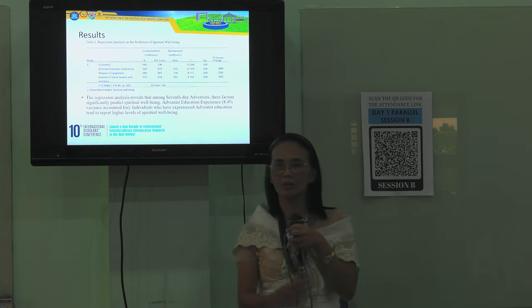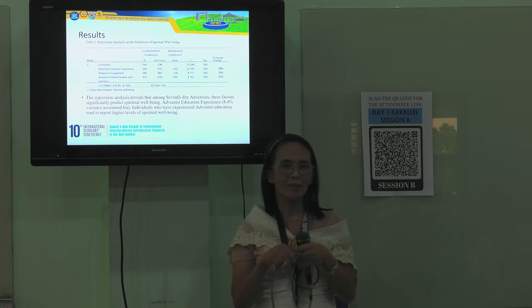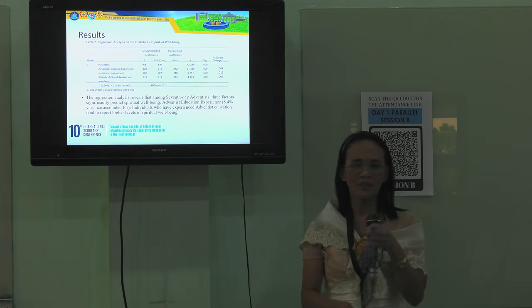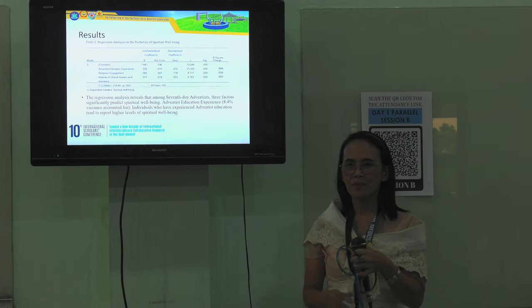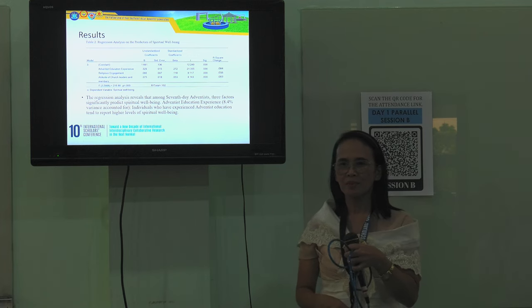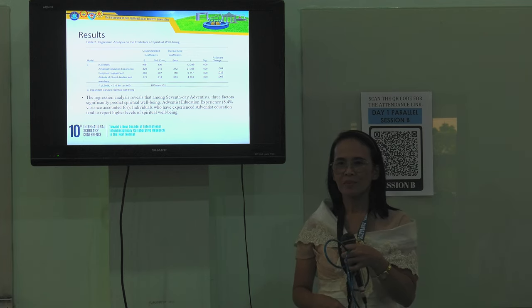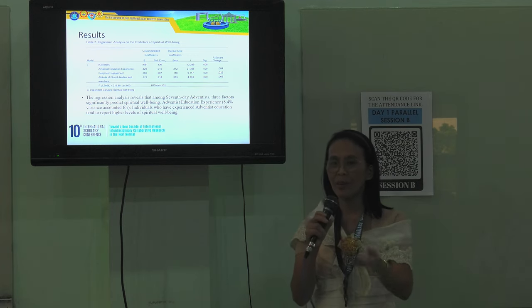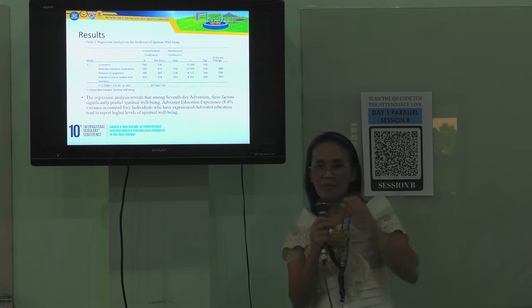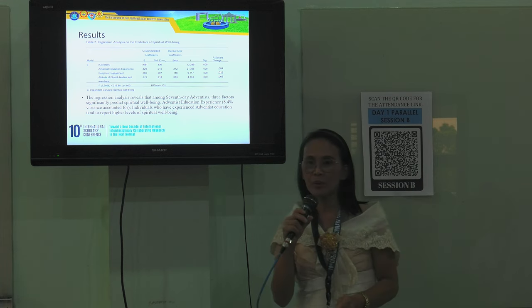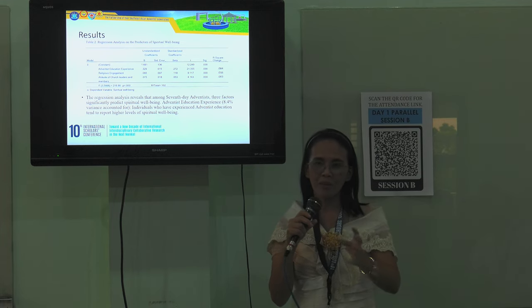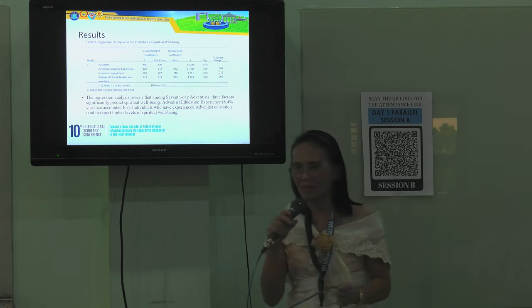That has the highest variance accounted for. So I think we also have to improve our Seventh-day Adventist education. It would be interesting to see how this model holds in some other division, because we have the data. So this is what we get from the data, from the research. And it's nice also to do some analysis, because there are many things that we can do with the data.